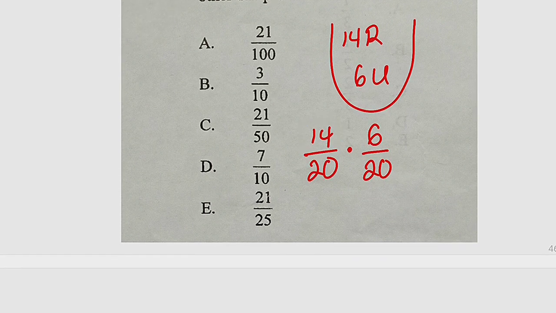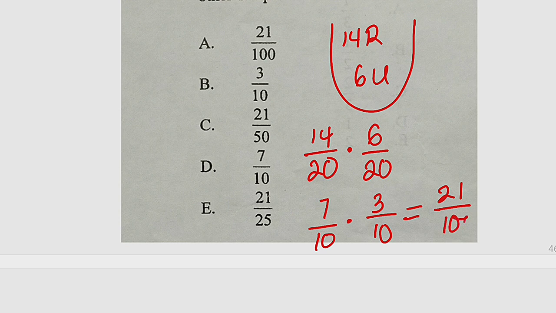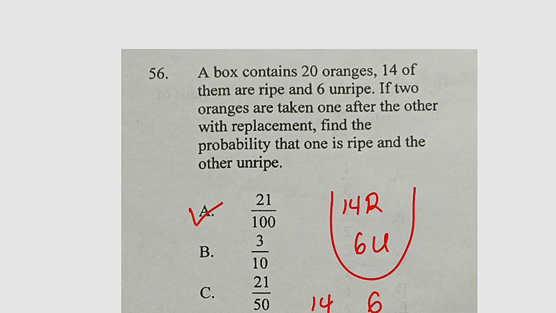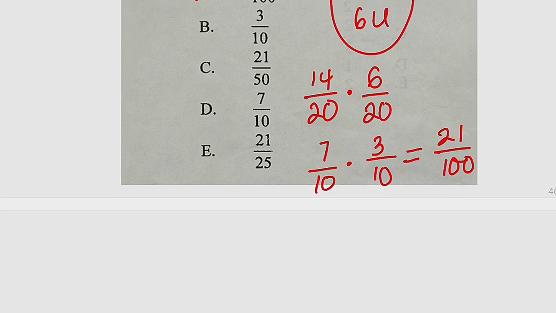2 here will give us 7, and 2 here will give us 10. Multiplied by 2 here will give us 3, and 2 here will give us 10. If you multiply the top, you have 3 times 7 is 21. 10 times 10 is 100. Therefore, the probability is 21 divided by 100, which is option A. Now let us move on to question number 57.